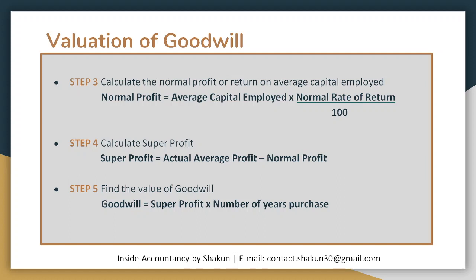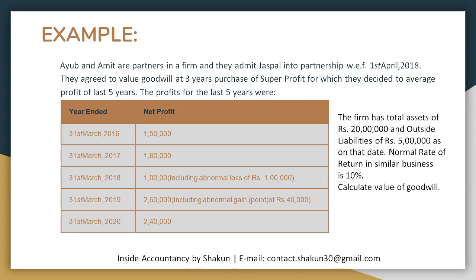Number of years purchased is the number of years for which the firm or the business is likely to earn similar amount of profits. So these are the steps which are to be taken for calculating goodwill. Now let's understand this with the help of an example.